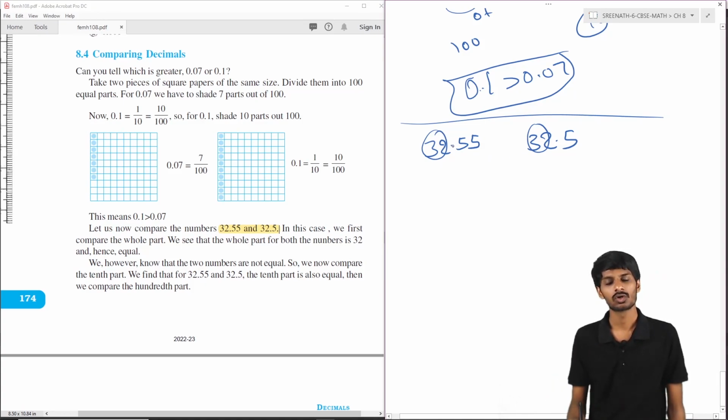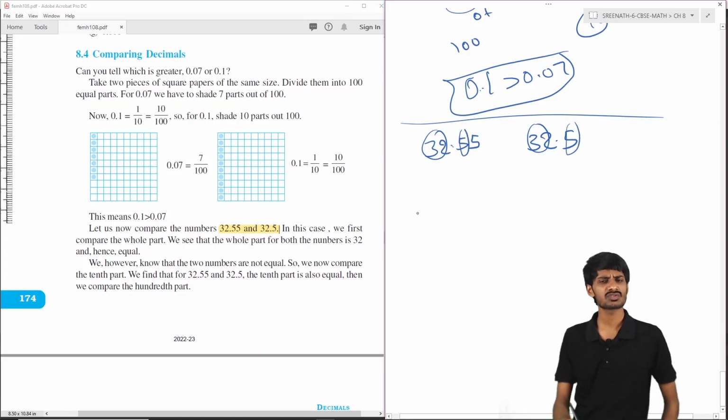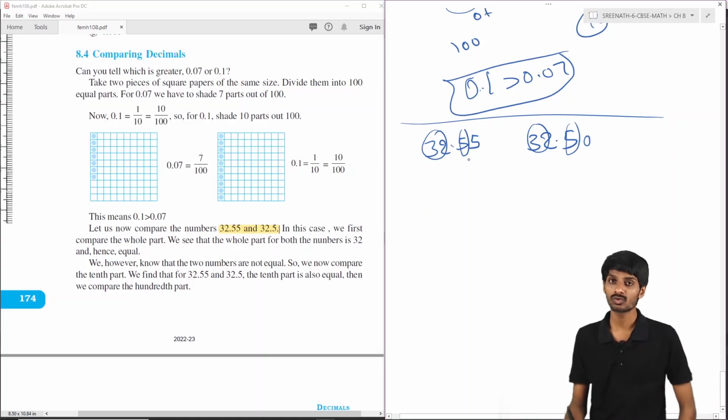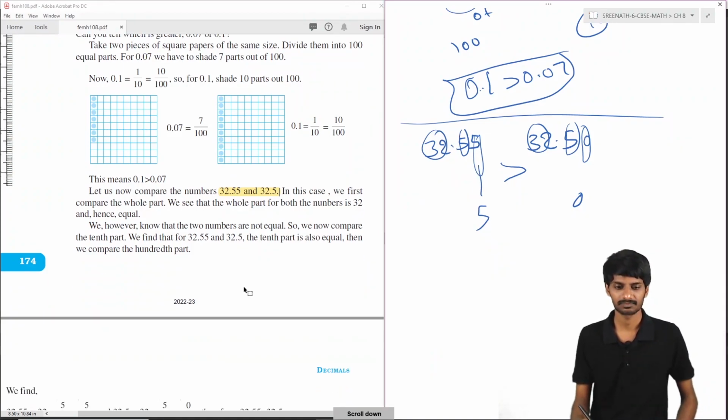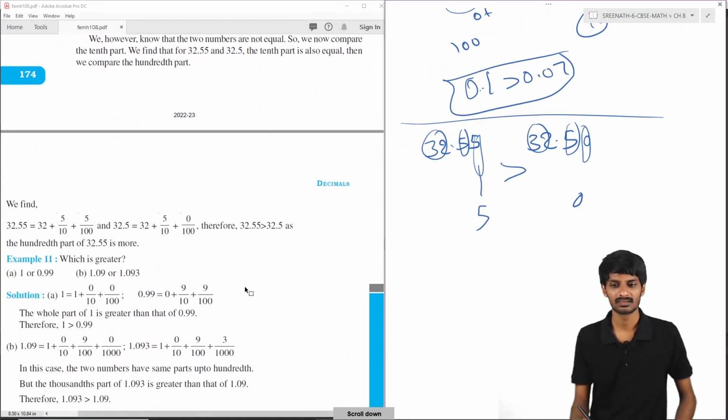Next, you compare after the decimal, that is the 1/10 part. The 1/10 part is also the same. And next you compare the 100ths part. If you see here, the 100ths part is 5 and here it is 0. So we know that this one is greater when comparing the 100ths part. That is a simple way, students, to compare.